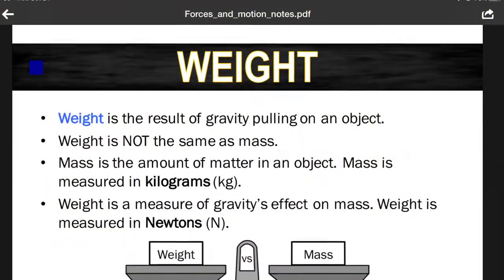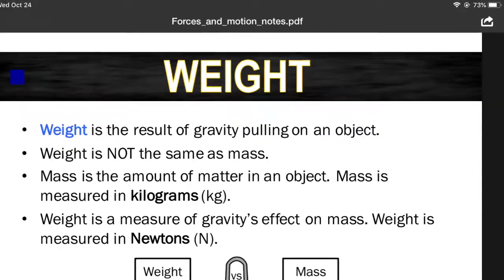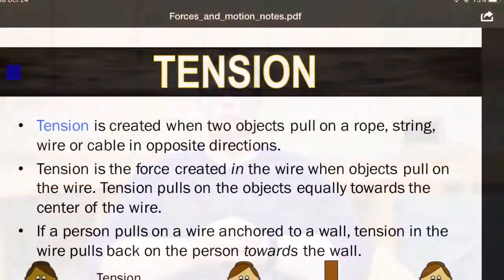The word gravity is also a kind of force. It means something is pulling it down. Weight is actually gravity working on something to pull it down. That's how we measure weight. The word mass is a little bit different. It means how much matter there is in the object.